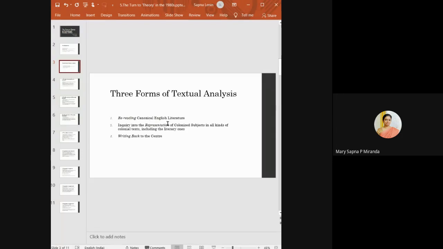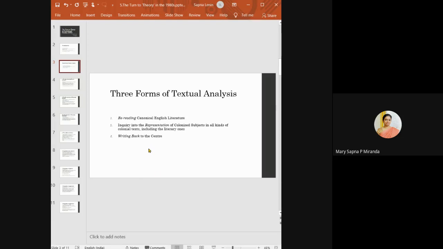So the first one is rereading canonical English literature. As I mentioned earlier, the example of Tempest. Tempest is English canon, right? One of the greatest of literary works. So it is a kind of rereading. You're reading books already written, and in those works you're trying to look at how the whole experience of colonization works, how all the prejudices are there, and how these people are trying to voice protest against the same. All right, so we'll be looking into this in detail.